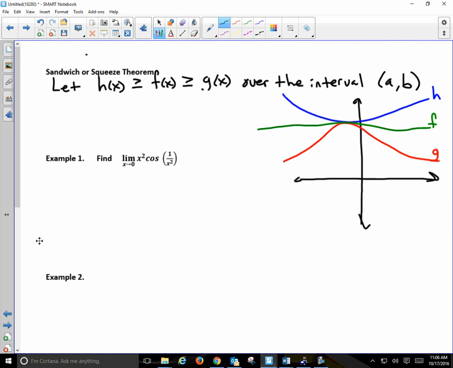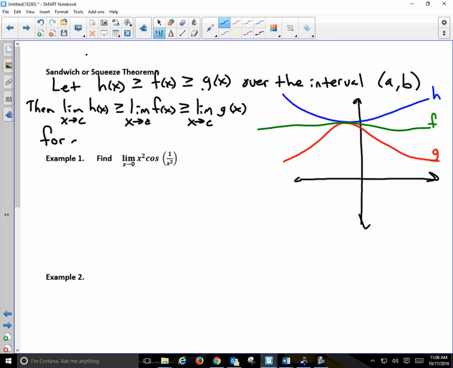So in this situation, we can state then the limit as x goes to c of h of x is greater than or equal to the limit as x goes to c of f of x, which is greater than or equal to the limit as x goes to c of g of x, for all c in the interval ab.